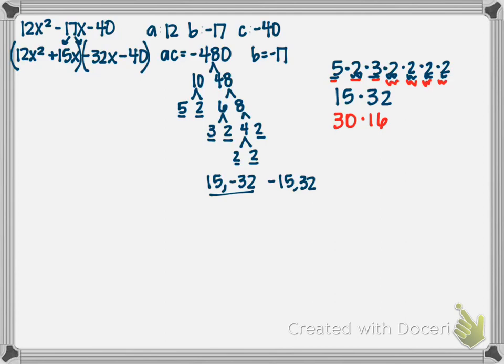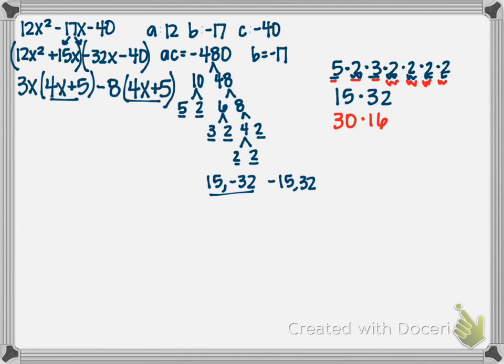So 12x squared and 15x, they have 3x in common, so I'm going to factor out a 3x here. That's going to leave me with 4x plus 5. And then negative 32x and negative 40, remember that anytime I have a leading negative, I have to factor that out. So I can factor out a negative, and then these two numbers have 8 in common. So that's going to leave me with 4x plus 5.